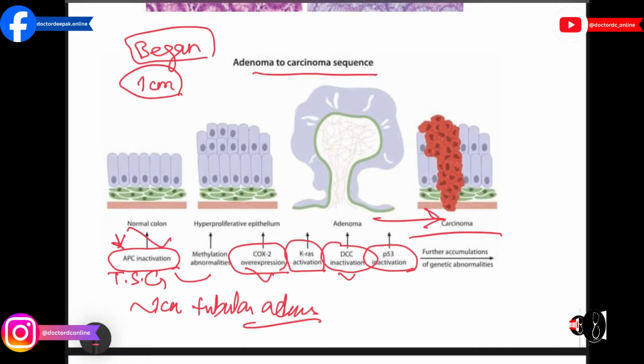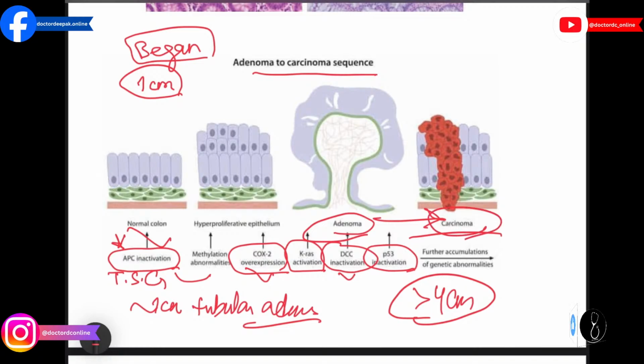But if it is more than 4 centimeters and converting into malignant cancer, like adenoma into carcinoma, then the most commonly responsible genes are KRAS activation, DCC inactivation, and P53 inactivation. Okay?